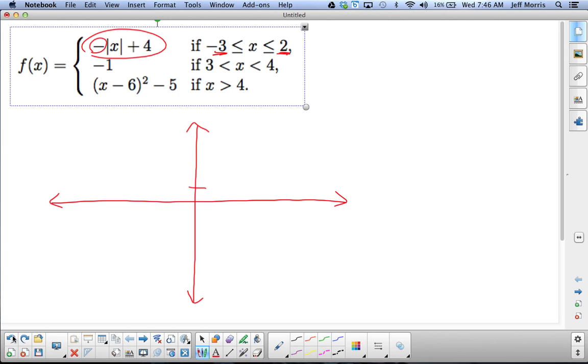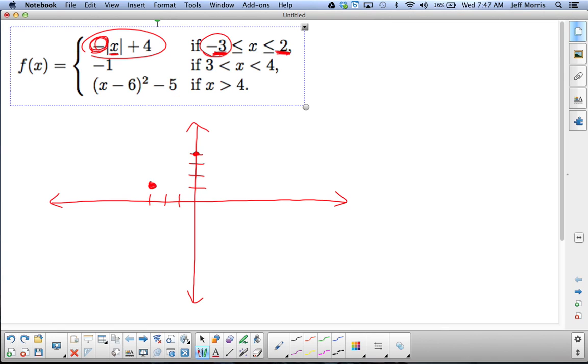So I'm going to go up 4. And since from -3 to 2 does include 0, I can go ahead and put that point at (0, 4) to kind of know where my V's at. And then I'll just go ahead and graph the two endpoints, -3 and 2. Plug -3 in, it's going to be a little tricky. I plug -3 in here, the absolute value of -3 is 3. Then you take the opposite of it, which makes it -3, plus 4, which gives you 1. So (-3, 1), and that is a closed circle.